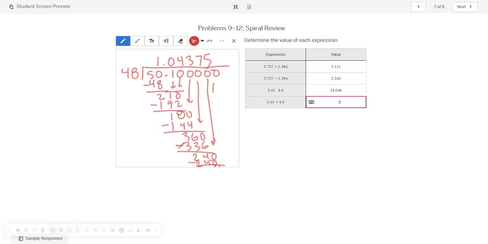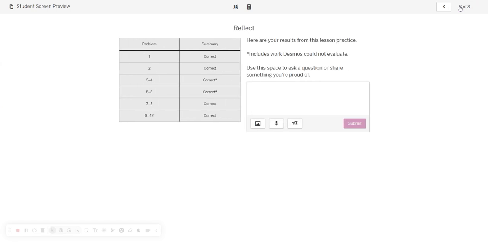And so 1.04375. Let's see how I did. Yay, got them all correct.